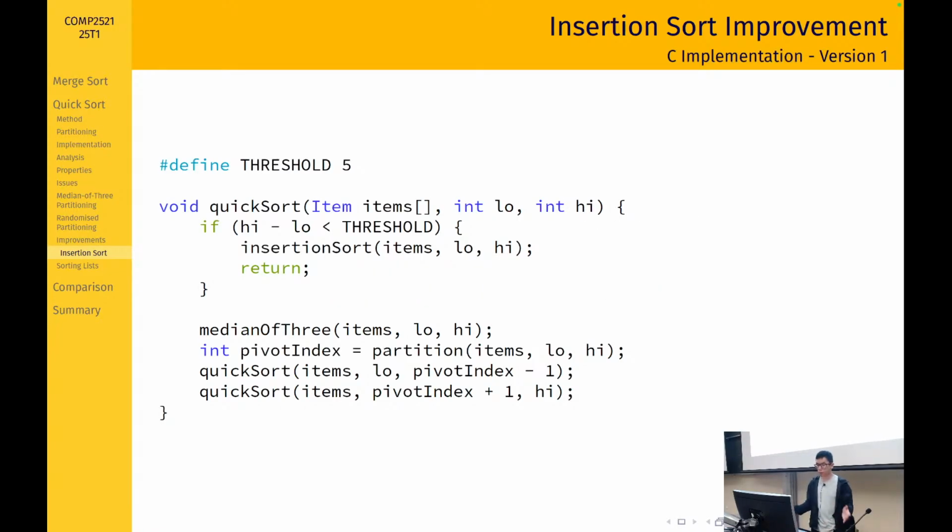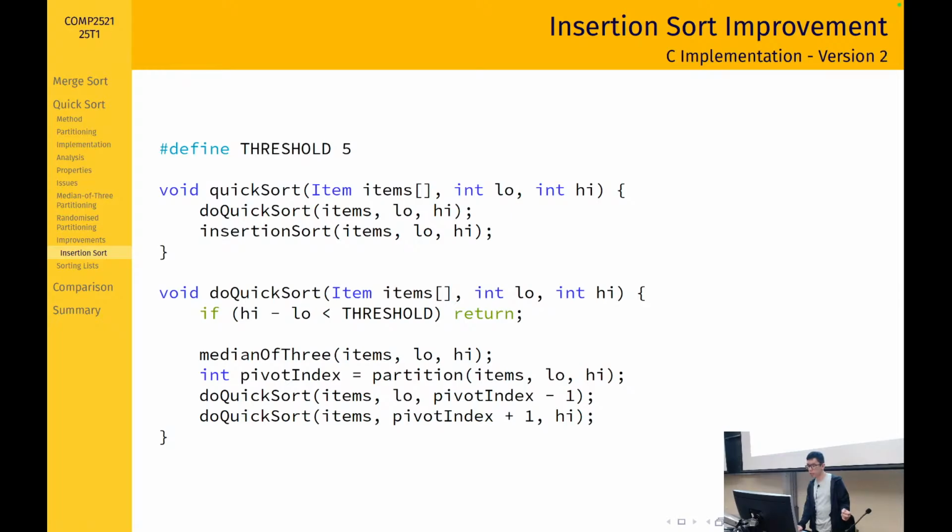The way we would implement that is we would have a predefined threshold, such as 5, but it could be a larger value like 10. And if the size of the subarray, so high minus low, is smaller than the threshold, then we call insertion sort instead, and then we just return. So that's one way to implement this improvement.